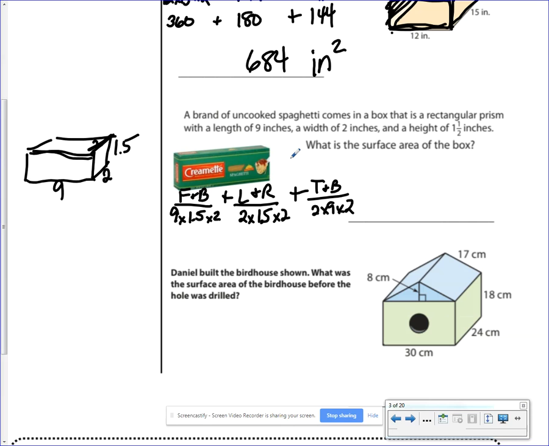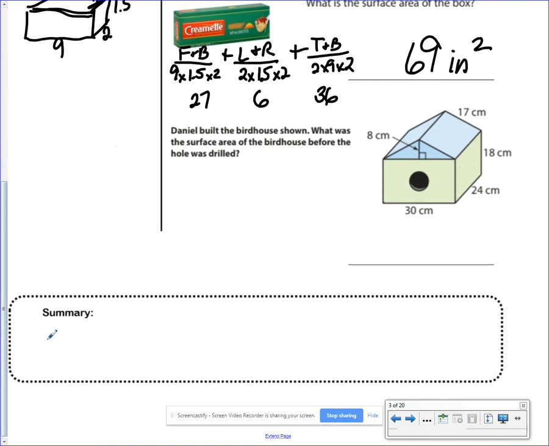Go ahead and add them all together. These, I think I get 27. I think that looks pretty tiny at just 6. And this gives you 36, 42, 62 square inches on that one with your grand total.